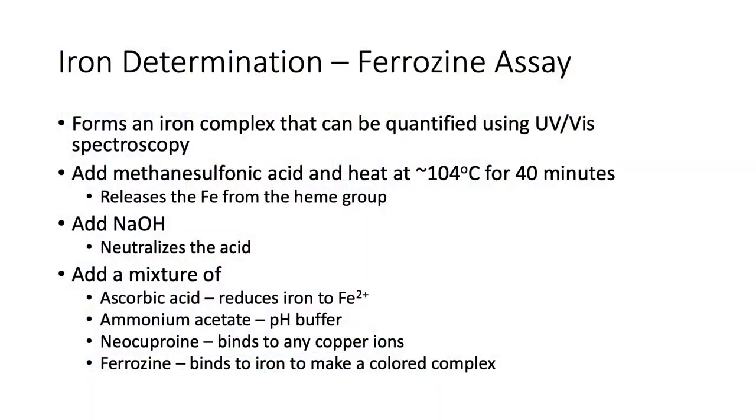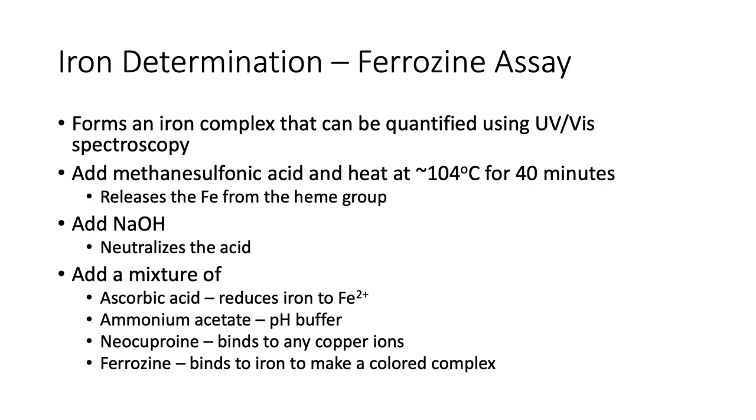The way that we're going to do this is, again, using UV-Vis spectroscopy, because we have something that goes from colorless to colored when it interacts with our molecule of interest, or our ion of interest. The first step in this procedure is adding methanesulfonic acid, and then you will heat it at 104 degrees for 40 minutes.